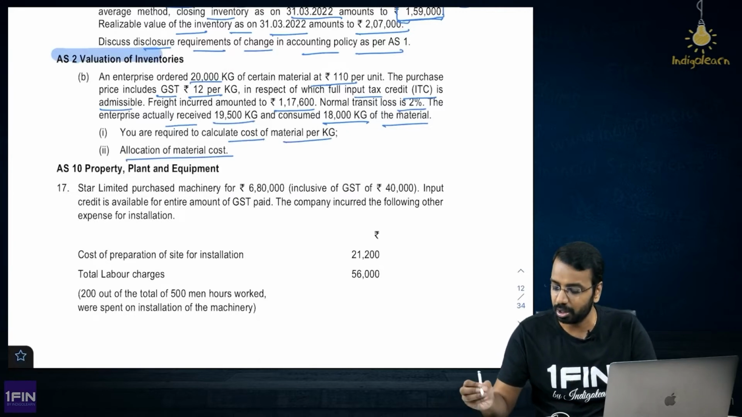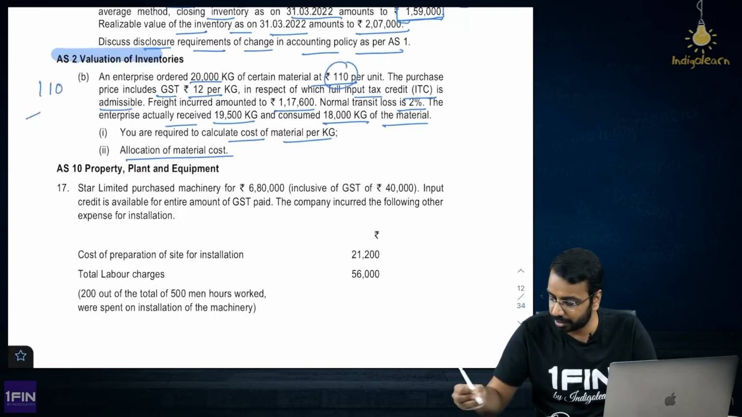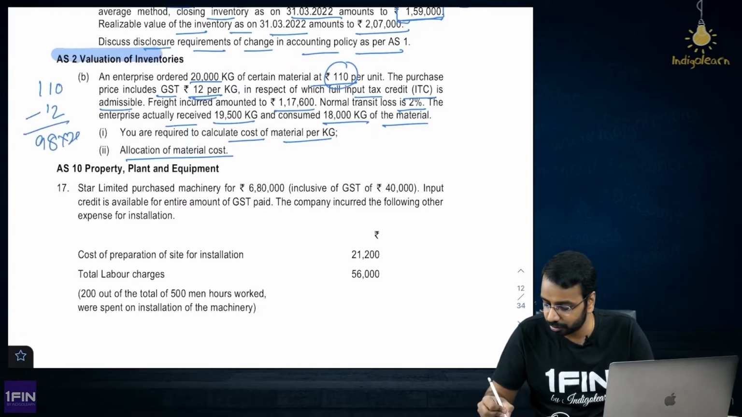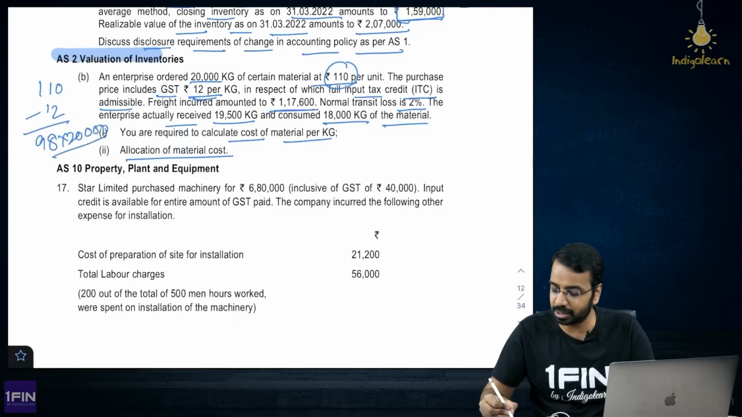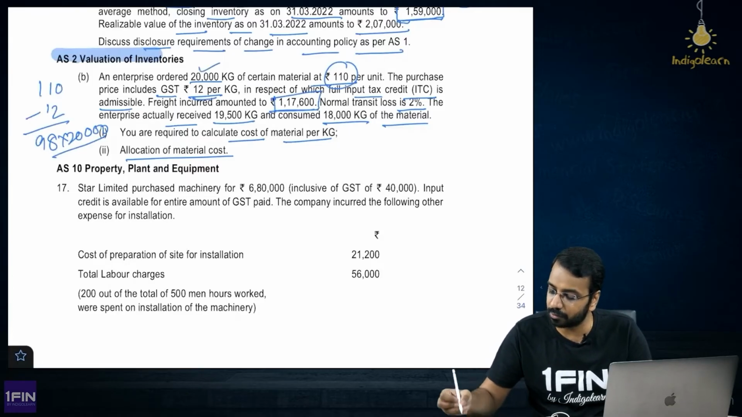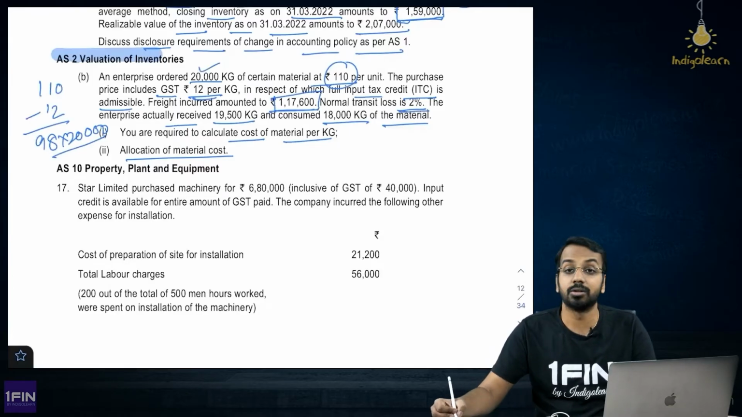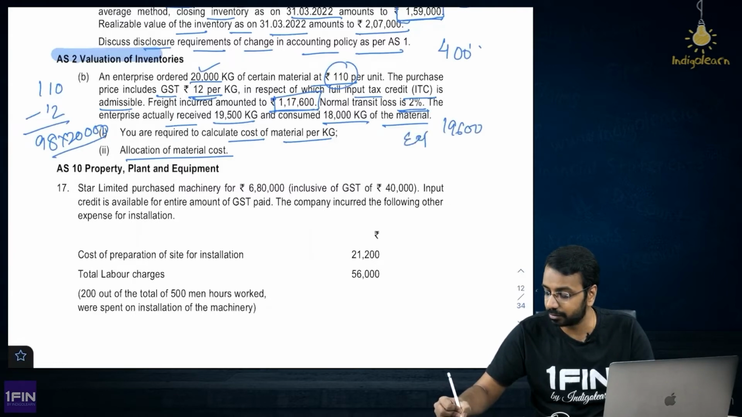Now, what do you require to do? How much is the cost? So, from 110, you will reduce how much? 12. So, you get 98, right? 98 into 20,000 is your basic cost. Then 1,17,600 you will add, right? And for 20,000, the normal transit loss is 2%. So, 2% of 20,000 is how much? 400. Okay. So, 19,600 is the expected quantity.